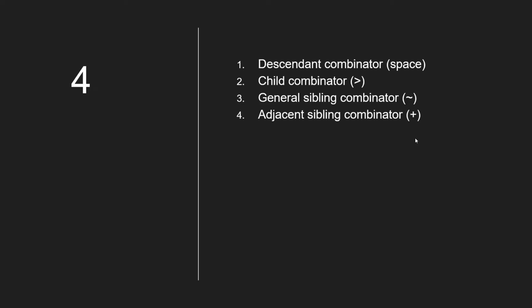There are four types of combinators in CSS. The Descendant Combinator, which is just a space character. The Child Combinator, which is the greater than symbol. The General Sibling Combinator, which is the tilde symbol. And finally, the Adjacent Sibling Combinator, which is just the plus sign. With that being said, let's jump straight to the code.